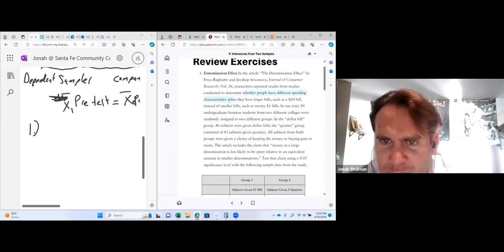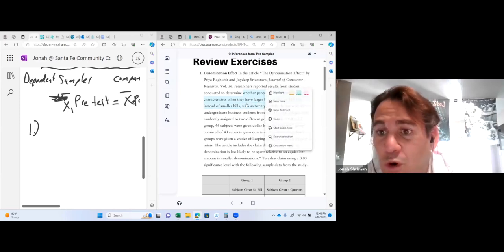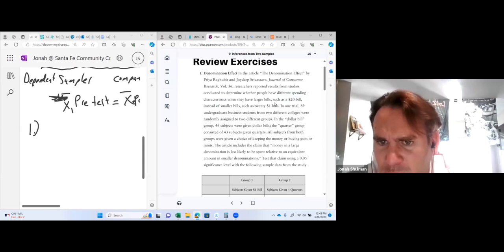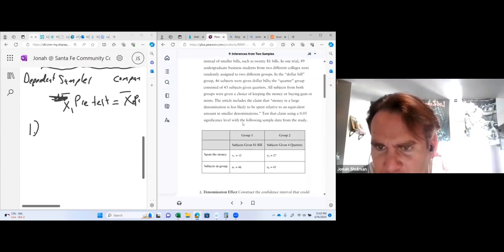Determine whether people have different spending characteristics, whether they have larger bills, a $20 bill instead of a $1 bill. So they're trying to say that if we have a higher bill, we'll be less likely to spend it versus a $1 bill. So they did this dollar bill group. They gave 46 people a buck, then they gave 43 people quarters, and they want us to test the claim using 0.05 with the data from the study.